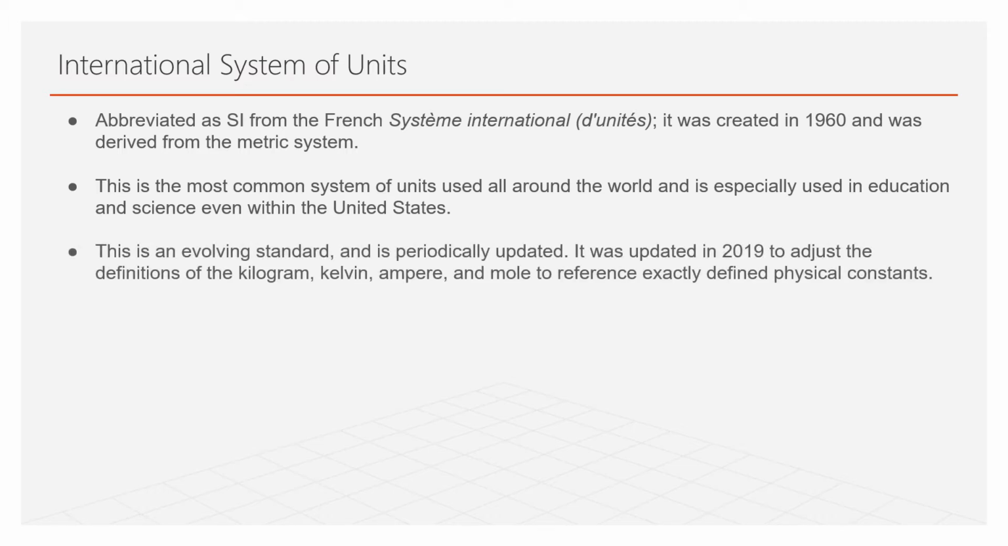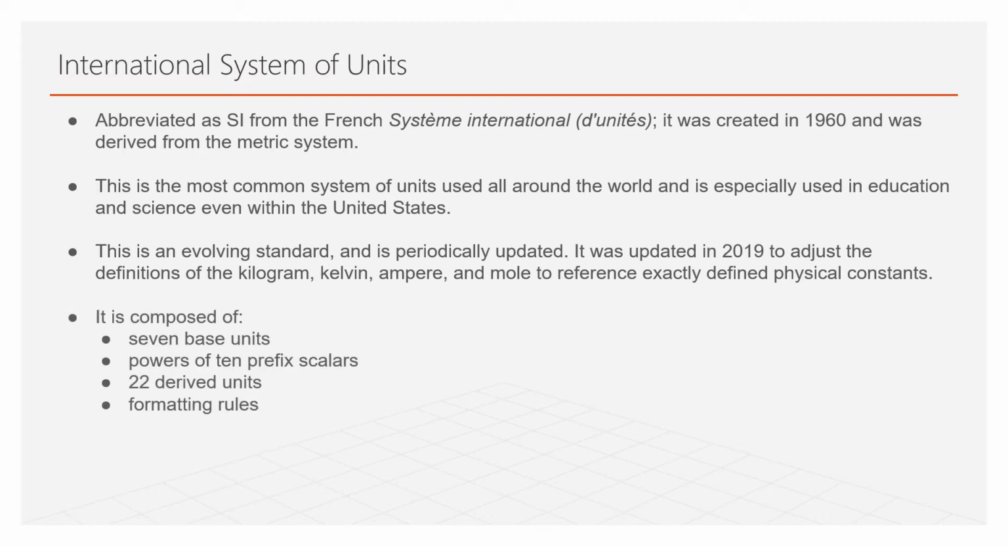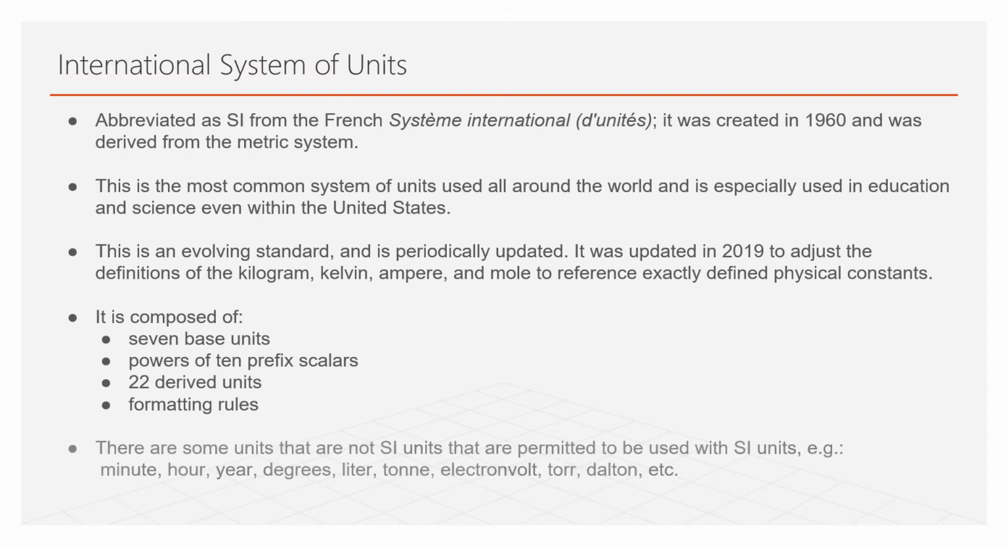This is an evolving standard and is periodically updated. It was updated in 2019 to adjust the definitions of kilogram, Kelvin, ampere, and mole to reference exactly defined physical constants. It is composed of 7 base units, powers of 10 prefix scalars, 22 derived units, and rules around formatting. We will cover each of those topics.